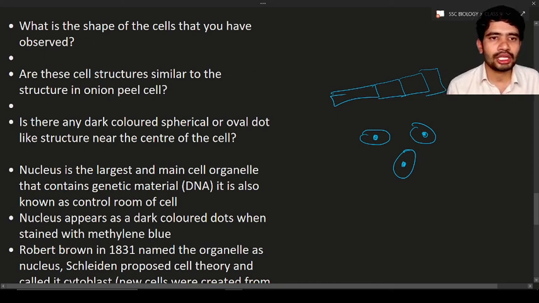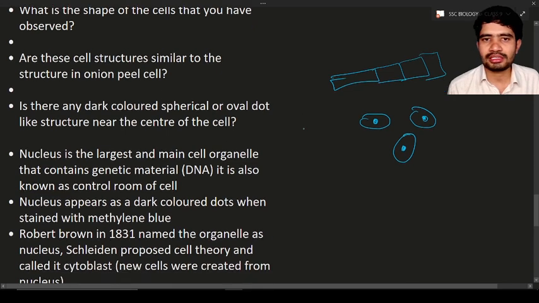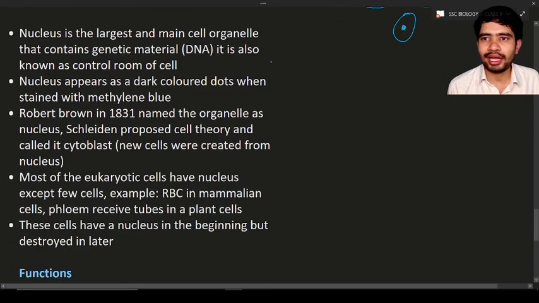The nucleus is the largest main cell organelle. In the entire cell, the nucleus is the only organelle that is very large, and it is the main cell organelle. Why is it the main cell organelle? Due to the presence of DNA. Let us see how the DNA looks. This is a spherical structure of the DNA. It has the genetic information.